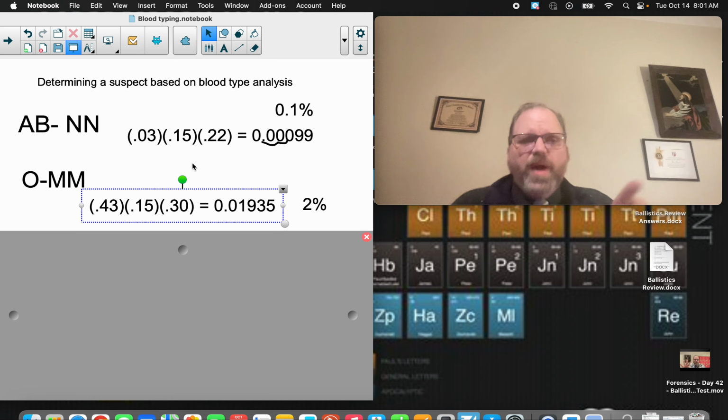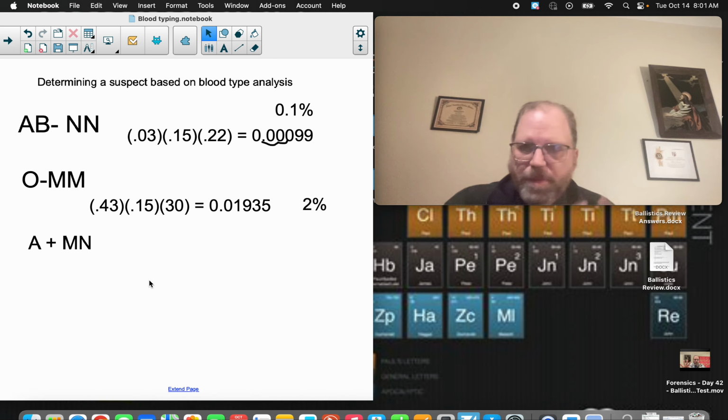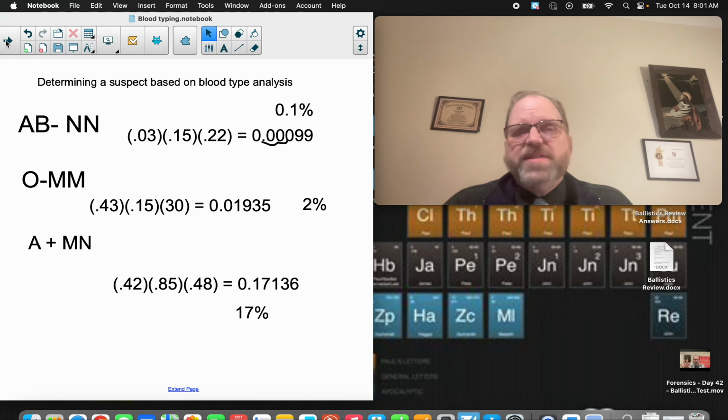All right, try this one on your own. A positive MN. Go back and look at the percentages. See if you can calculate it on your own. See what you get. Pause it if you need more time. Ready? Here we go. So we get 17% of the population.